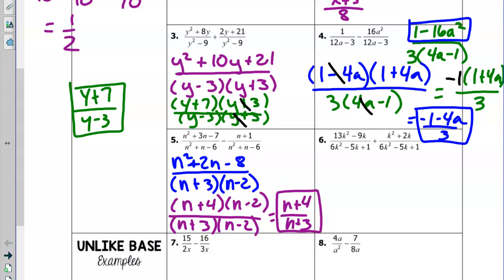Alright, now the next one. So we have 13k squared minus 9k plus k squared plus 2k. So somebody walk me through this one. If you have the same font, you're going to combine the top. Very good. What did you get? 14. You were exactly right. So 14k squared and negative 9 plus 2.